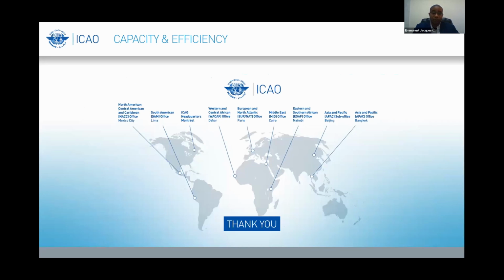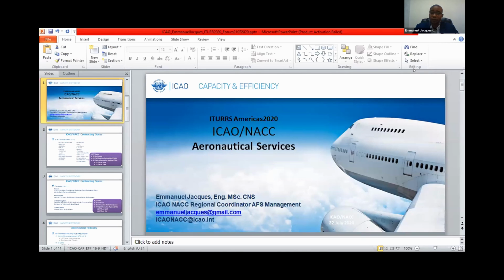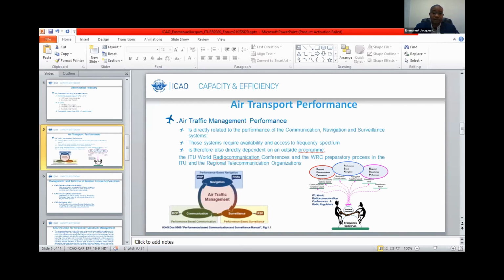Mostly, this is the position of ICAO for the WRC, and what we would like to emphasize is that aviation is mostly about safety, and to have safety, we need good communications systems, good navigation systems, and also good surveillance systems, and those systems put a lot of pressure on the frequency bands. It's important that all the organizations work together so that we can have a good and safe air transport industry. Thank you very much.